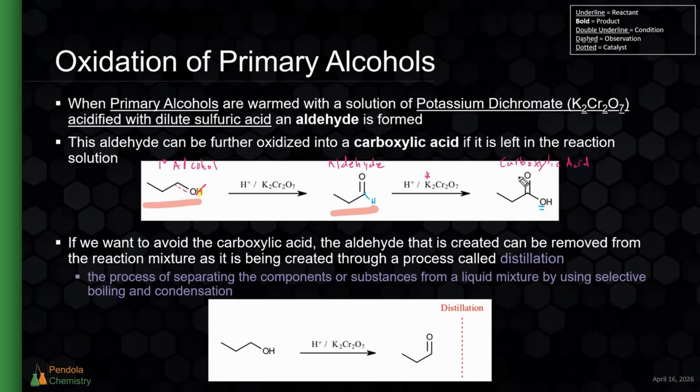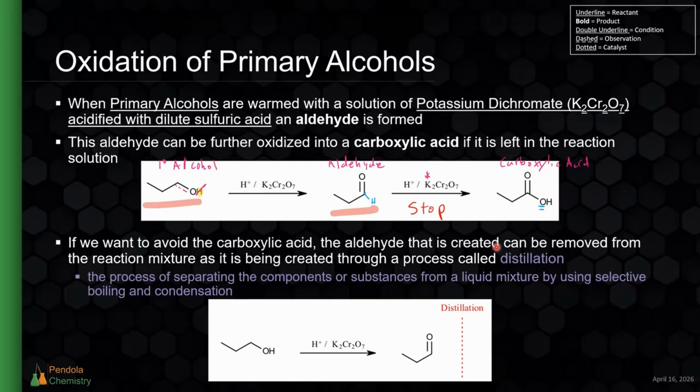But what if we didn't want that, right? If we wanted to grab this reaction and only make an aldehyde, how will we make an aldehyde but not a carboxylic acid? How will we get this reaction to stop? If we want to avoid the creation of the carboxylic acid, we need to use a process called distillation. Distillation will separate the aldehyde from the potassium dichromate or potassium permanganate, and therefore keep it from oxidizing.